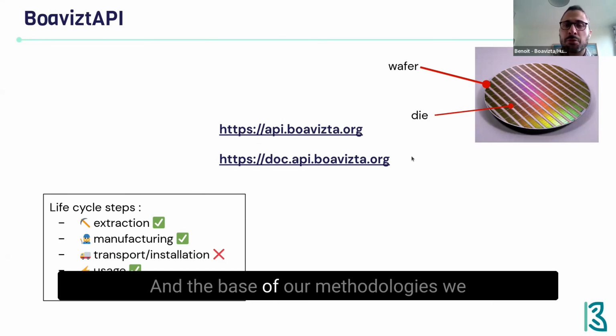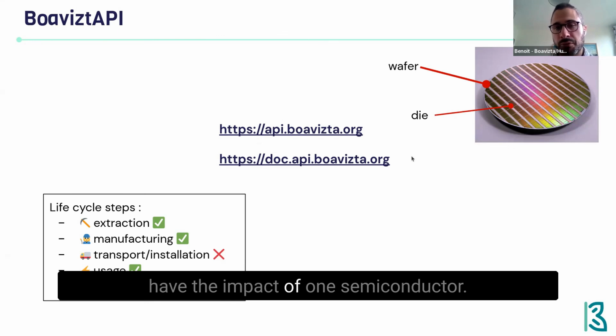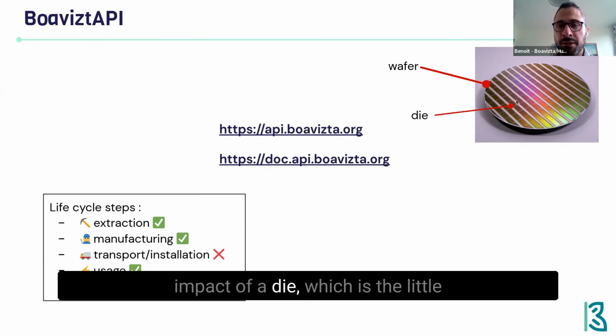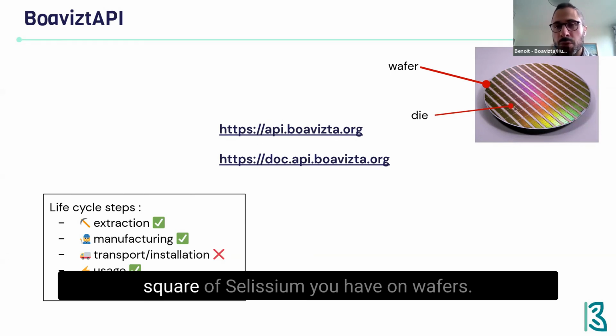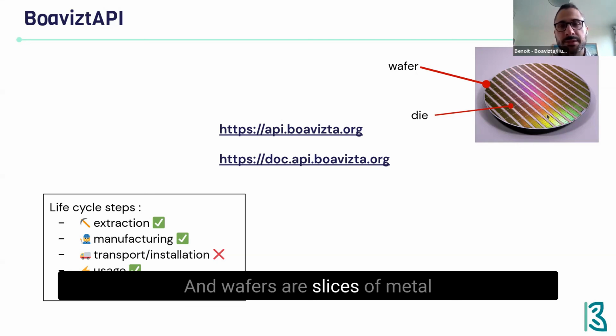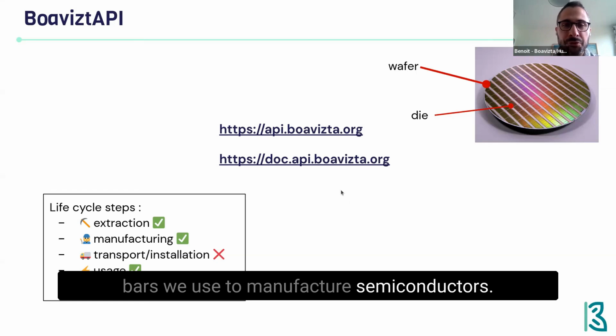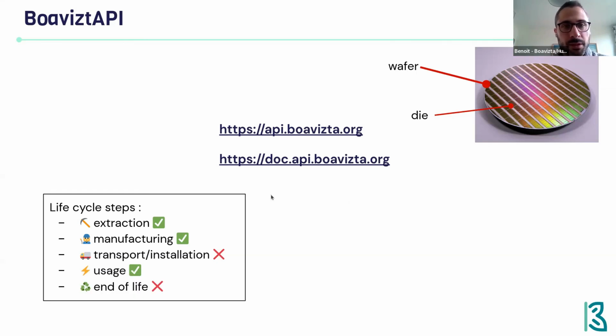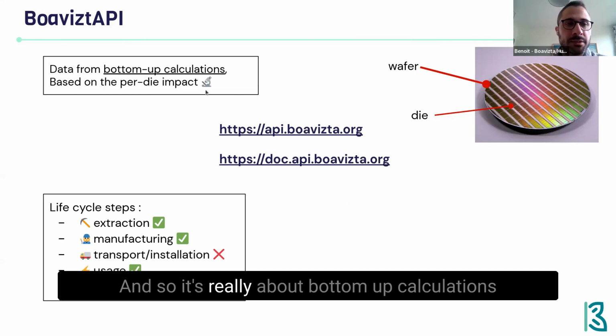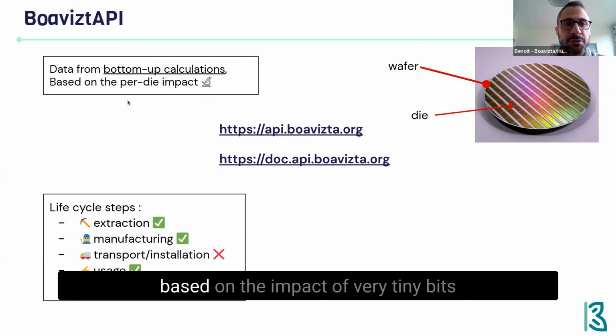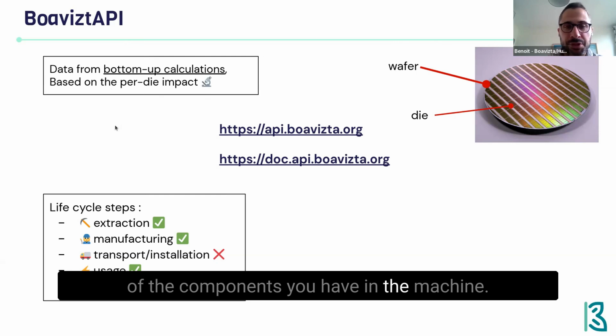At the base of our methodologies, we have the impact of one semiconductor, let's say. More precisely, it's based on the impact of a die, which is the little square of silicon you have on wafers, and wafers are slices of silicon bars we use to manufacture semiconductors. And so it's really about bottom-up calculations based on the impact of very tiny bits of the components you have in a machine.